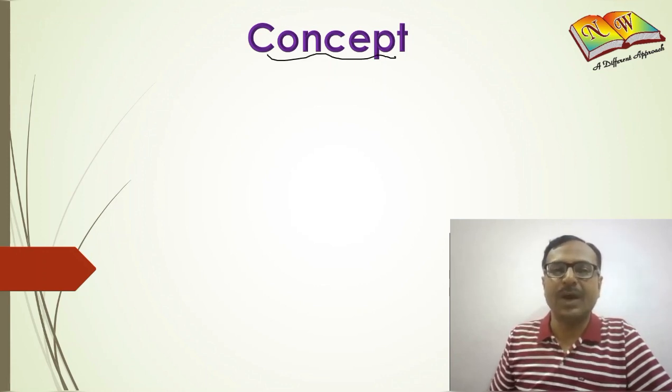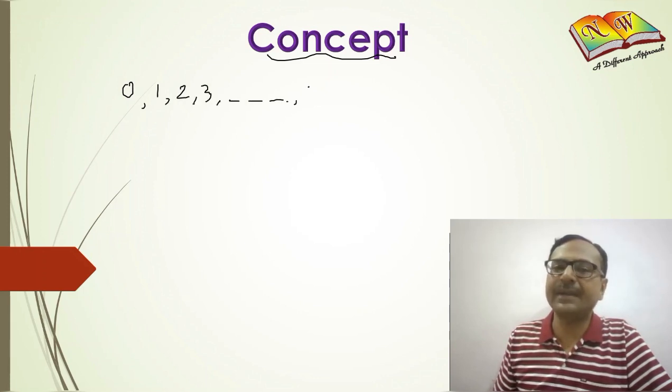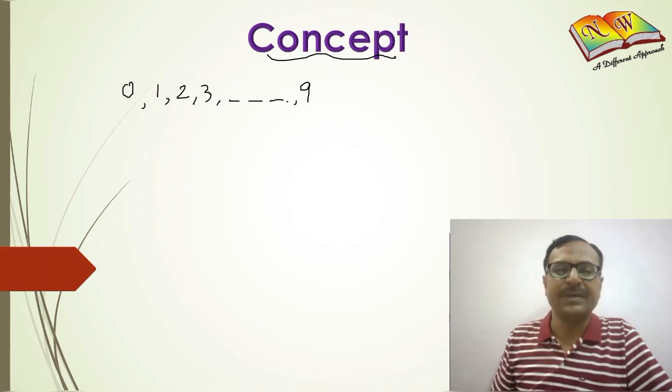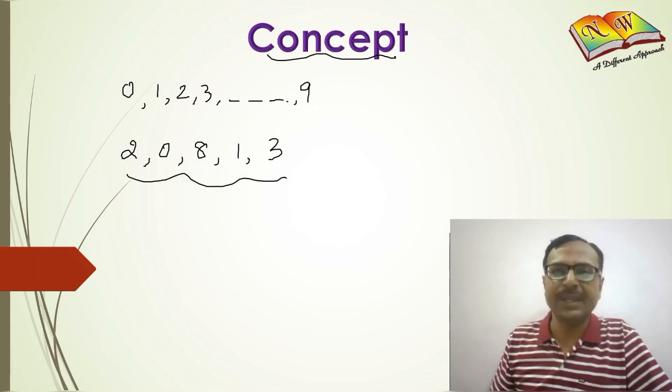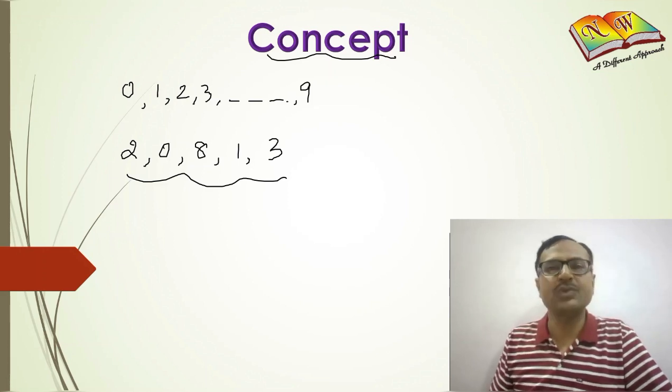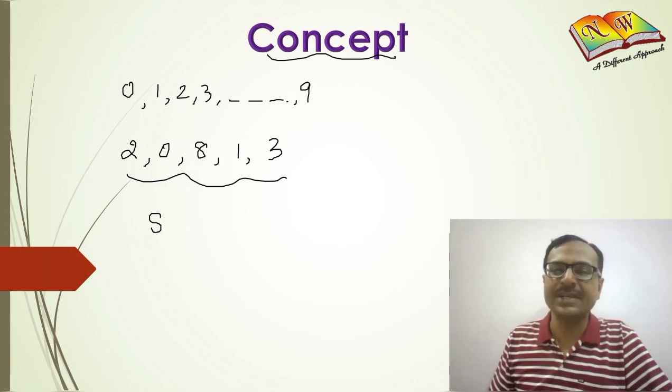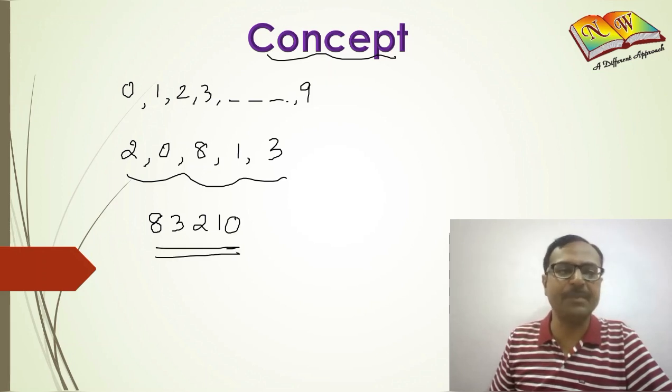Suppose out of all the digits from 0 to 9, we select any 5 digits. Let the selected digits be 2, 0, 8, 1, 3. You can arrange these 5 digits in such a way that the number so formed is the largest. So you have to arrange the digits starting from the largest, 8, then 3, then 2, 1 and 0. So this is the largest 5-digit number formed from 20813.